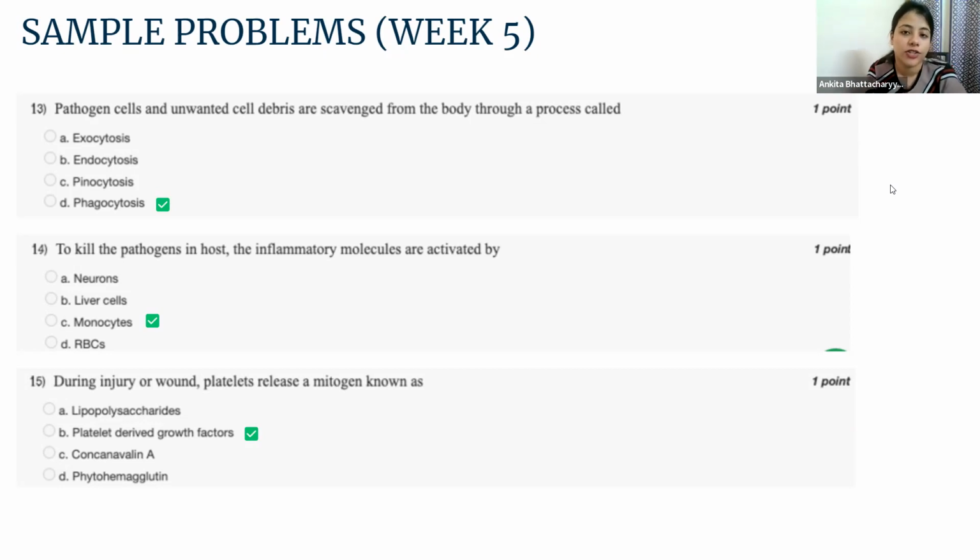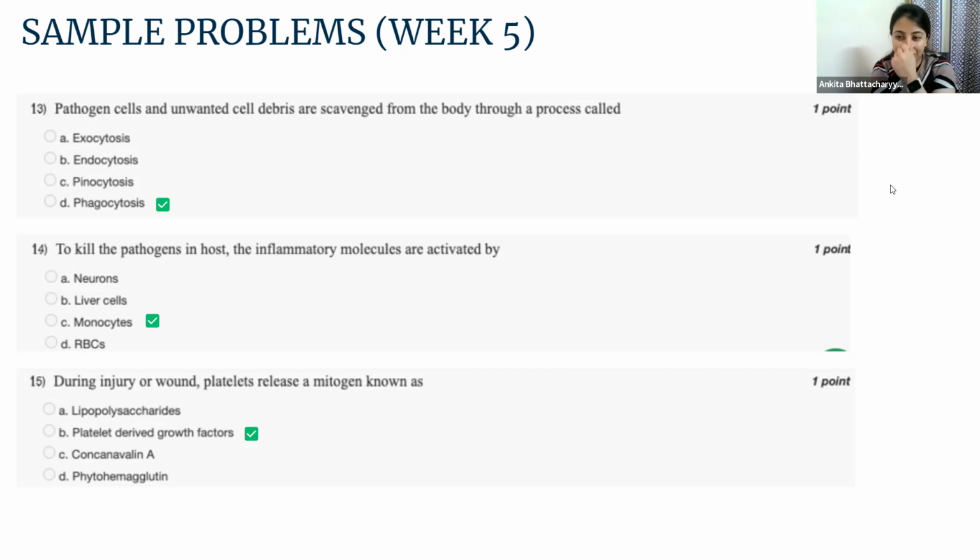Then in question 15, we have been asked that during injury or wound, platelets are able to release a mitogen. Mitogen is basically any chemical or entity that allows a cell to undergo mitosis or divide. So a mitogen known as A, lipopolysaccharides, which is LPS, B, PDGF for platelet-derived growth factors, C, concanavalin A, or D, phytohemagglutinin. So here the answer is PDGF.